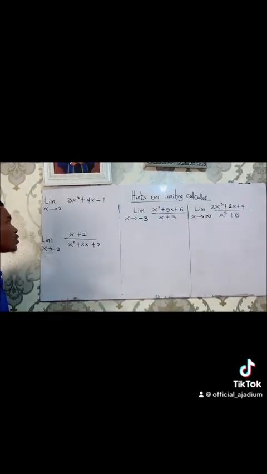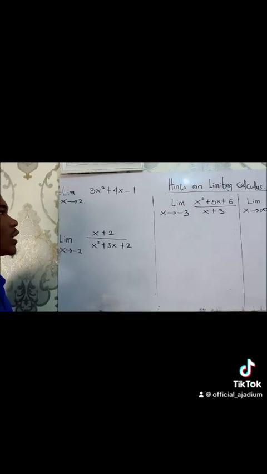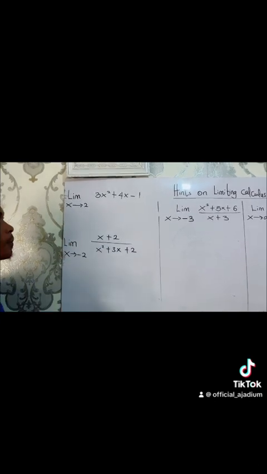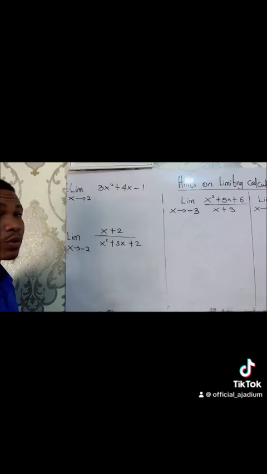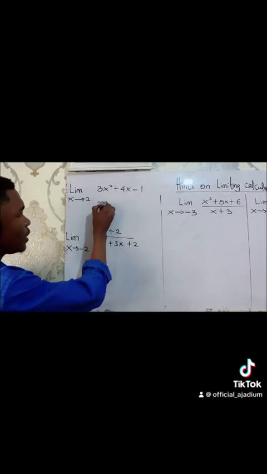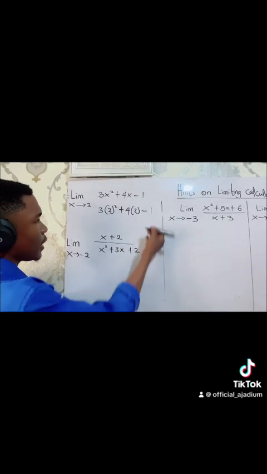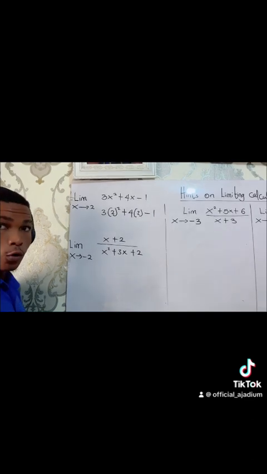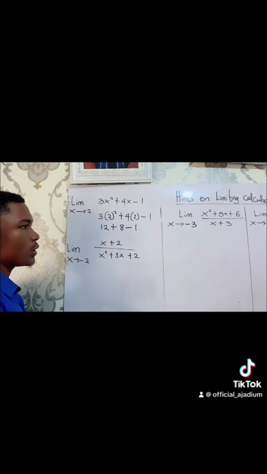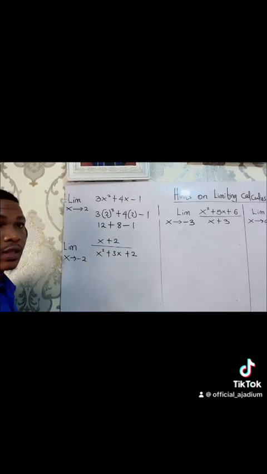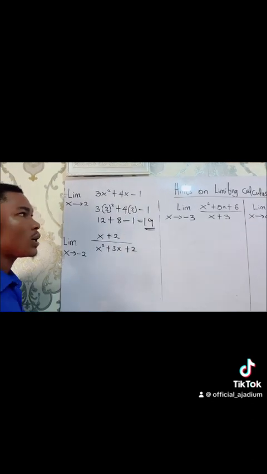Now, the first question I'm going to solve is the limit of 3x squared plus 4x minus 1, where x tends to 2. All we have to do here is substitute the value of 2 and then we get our final answer. So that will be 3 into brackets 2 squared plus 4 into bracket 2 minus 1. 2 squared is 4. 4 times 3 is 12. That will be 12 plus 8 minus 1. Then 12 plus 8 is 20, minus 1 is 19. So 19. So that's how we go about that question.